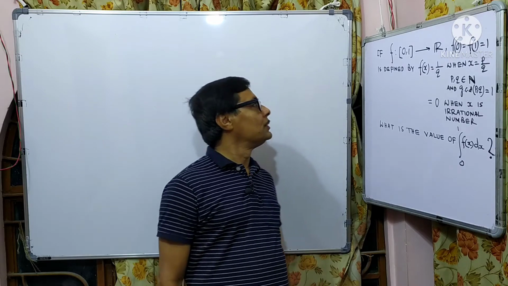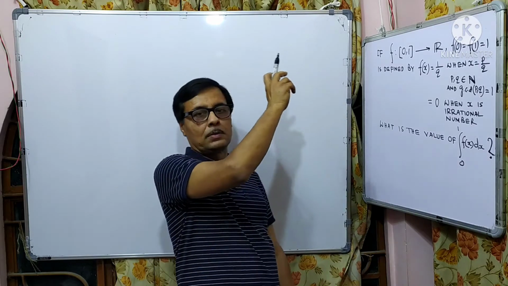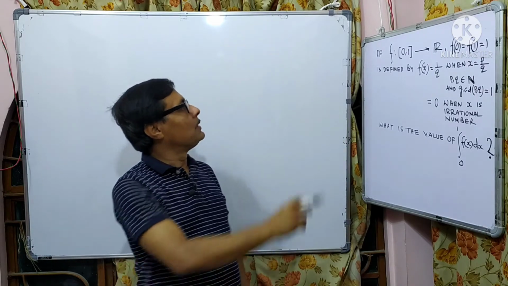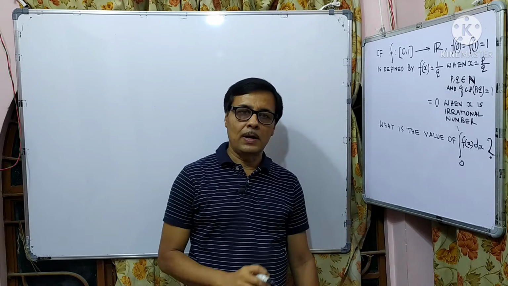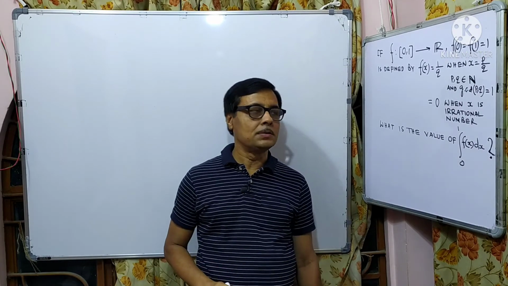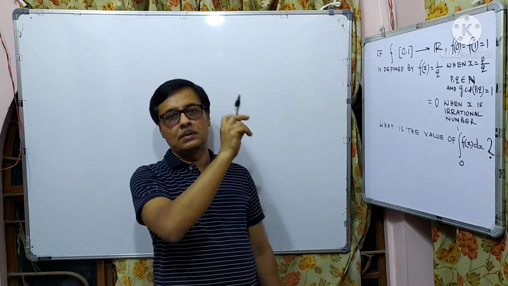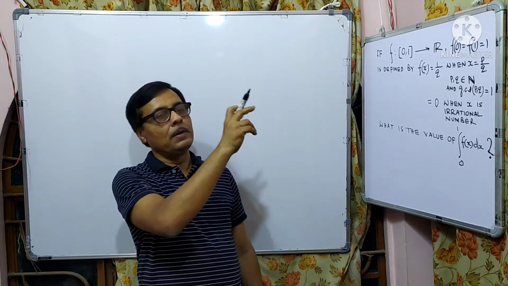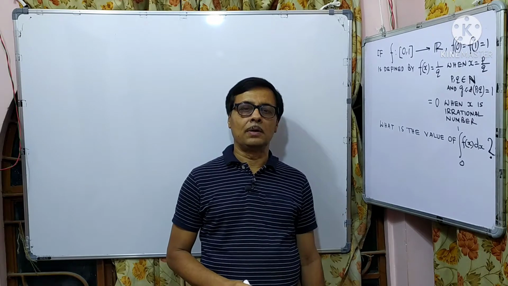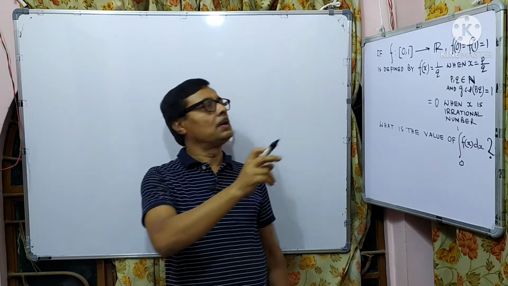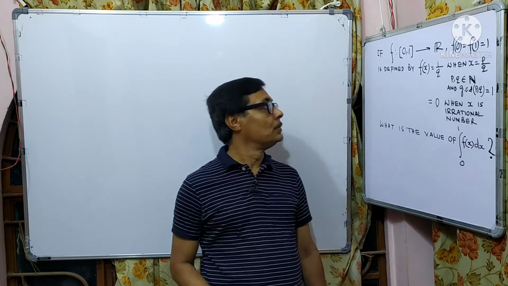Now we shall solve this very interesting problem which is taken from real analysis. Here the problem is: f is a function whose domain is the closed interval [0, 1] and whose range is the set of real numbers, and also provided f(0) equals f(1) equals 1, the value of the function at x equal to 0 and x equal to 1 both being 1.